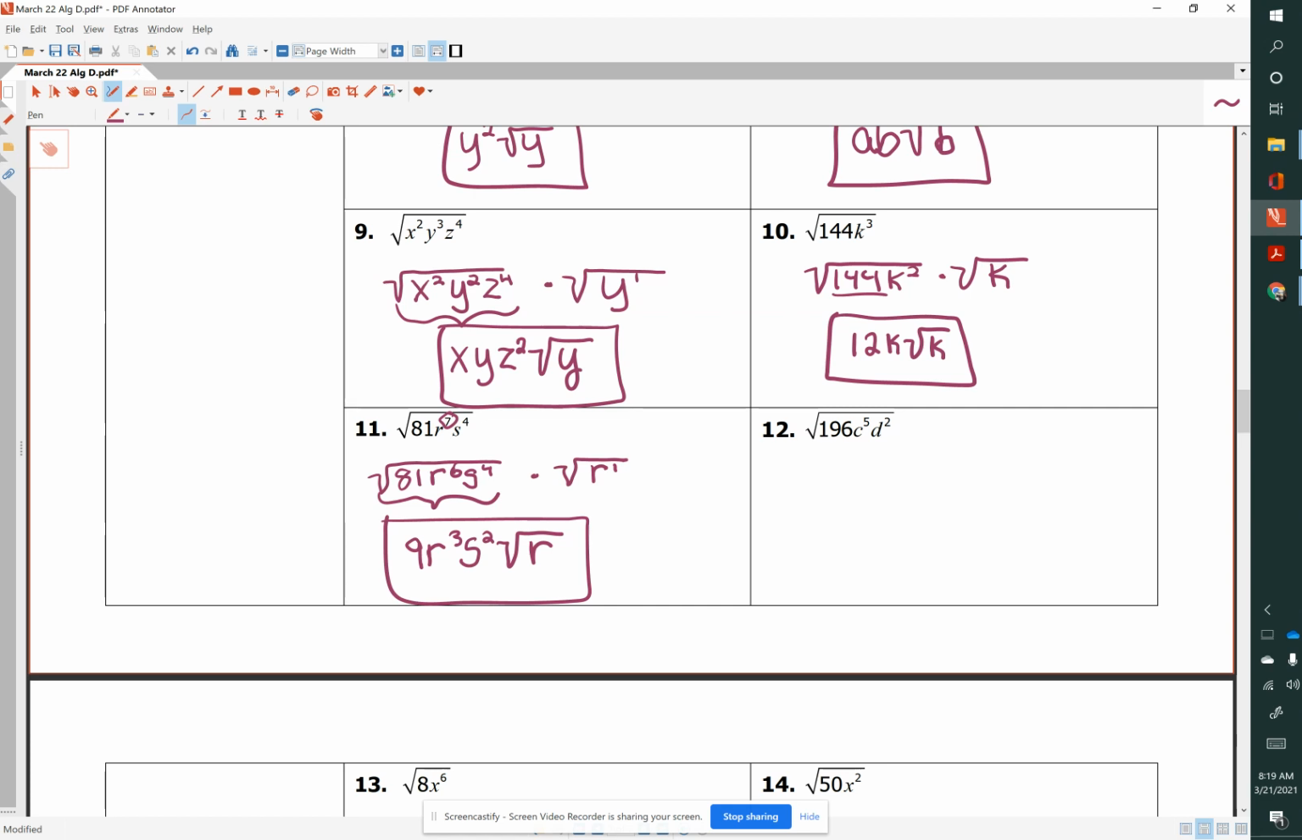Okay, number 12. The square root of 196, that's a perfect square of 14. C, 5 minus 1 is 4. D, 2. So we've got to put that c to the first power on the right. We'll evaluate the left side. So that would be 14. C, 4 divided by 2 is 2. D, 2 divided by 2 is 1. That will be an invisible 1 times the square root of c.